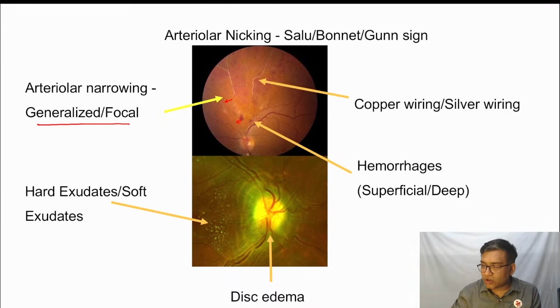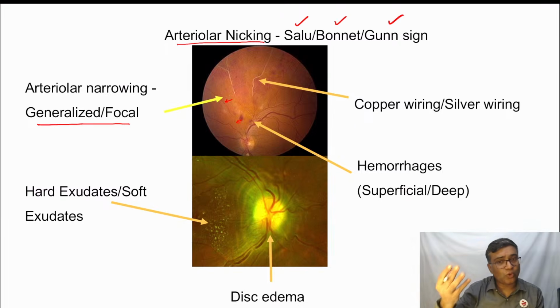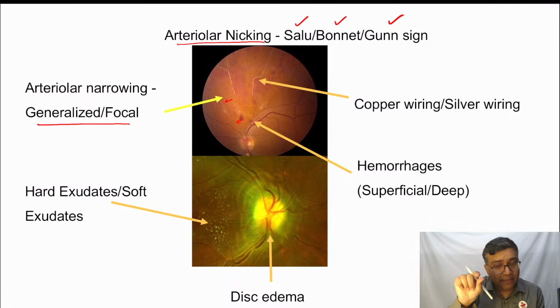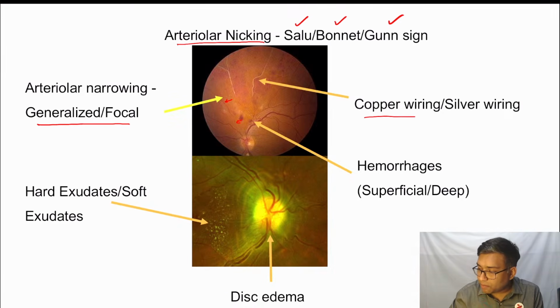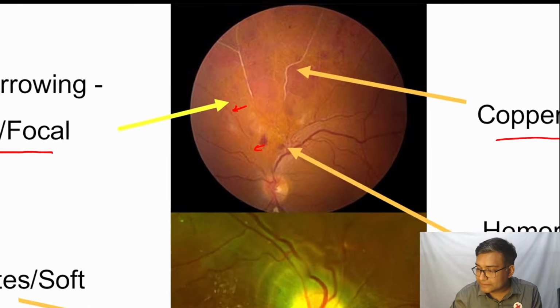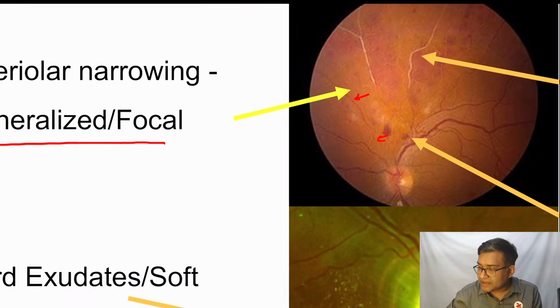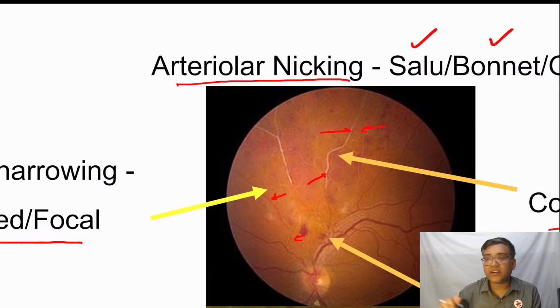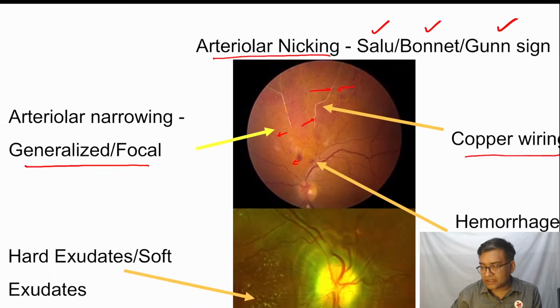And what this causes is the arteriolar nicking, which can lead to various signs that are called Salus sign, Bonnet sign, and Gunn sign. So Salus sign is where you can get a tapering of the blood vessels, and in Bonnet sign there is banking of the blood vessels, and then you can have copper wiring and silver wiring. As you can see here, this is the silver wiring of the blood vessel.